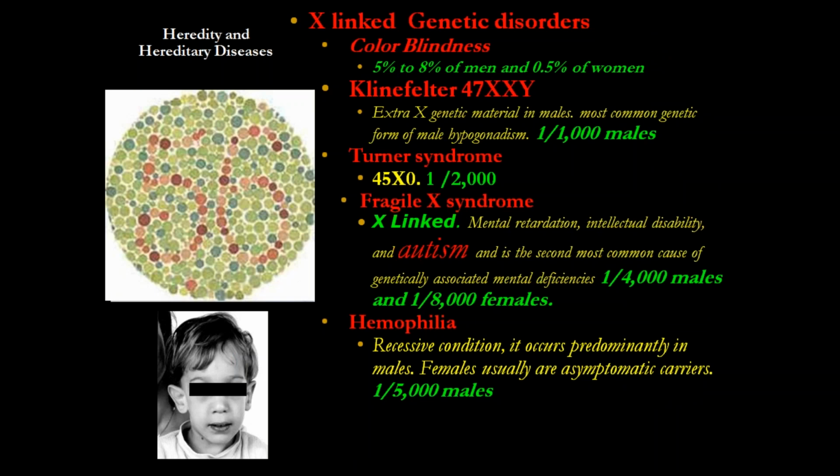For X-linked disorders, we have color blindness, Klinefelter, and Turner syndrome. Color blindness is compensated by the other X. Klinefelter is a male, but with some characteristics of a female because they have XXY. Turner syndrome is X0, so there's no other X to compensate, giving short stature and low IQ. Hemophilia is a recessive condition, mostly passed to males, from the lack of a gene that produces one of the coagulation factors in the liver.